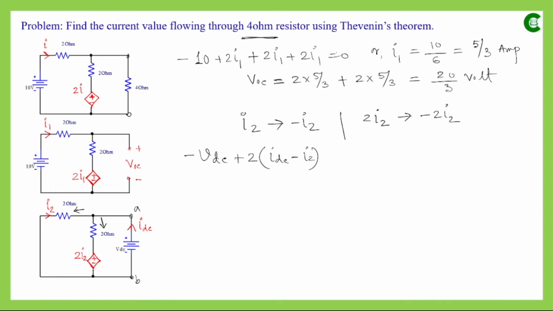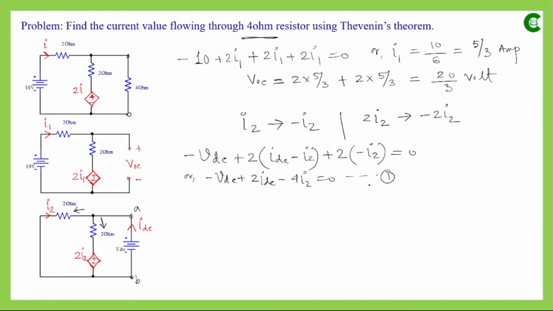And then we have this voltage source whose value is 2I2, and this time it is positive terminal to negative terminal, so it will be 2I2. But as I said, I2 this time will be taken as minus I2, as the direction of I2 is opposite to our initial assumption, and that will be equal to 0. So if we simplify this, it will be minus VDC plus 2IDC, then minus 2I2 and here minus 2I2, so it will be 4I2, and that will be equal to 0. So this will be our first equation.